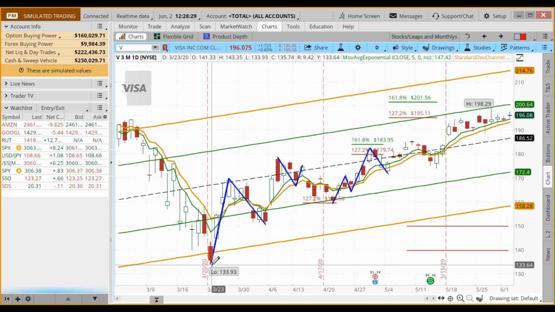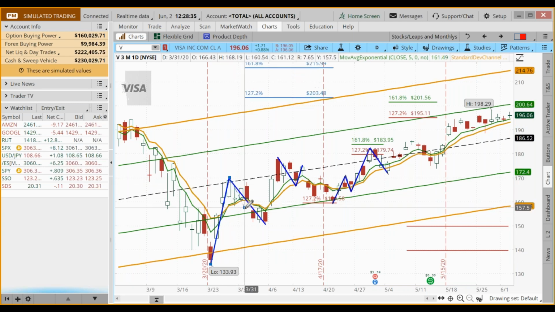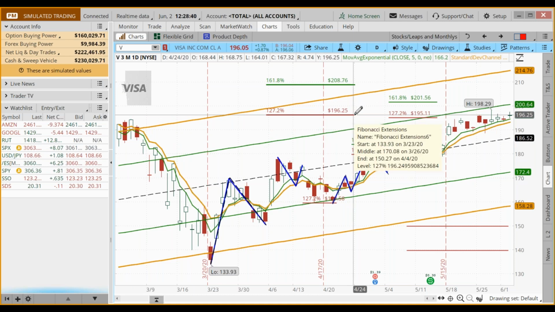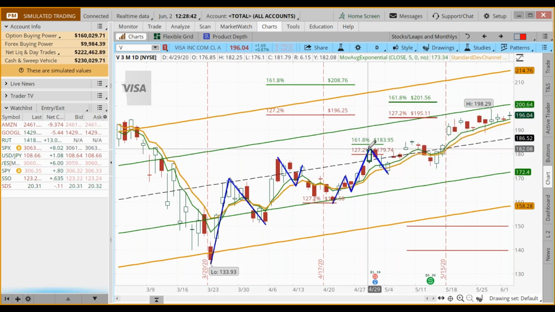Remember this first measured move we had. There's the 127, and there's the 127 of the latest measured move, and they're almost identical. You could say those two are clustering. That is a good time to take profits. Bingo, we're out. Are we out of Visa just yet? You didn't get the alert just yet, but be looking for it.